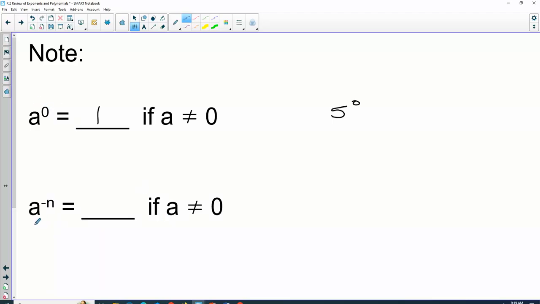And what does a negative exponent do? If I said 2 to the negative 3, how do I write that without a negative exponent? Do you remember? Move it to the bottom. So negative exponents go down to the denominator and become a positive exponent once you do that.